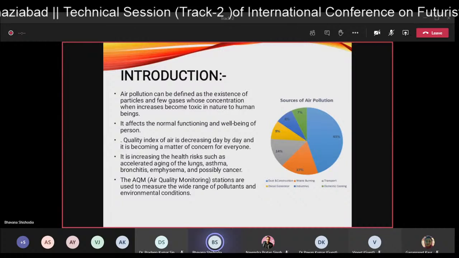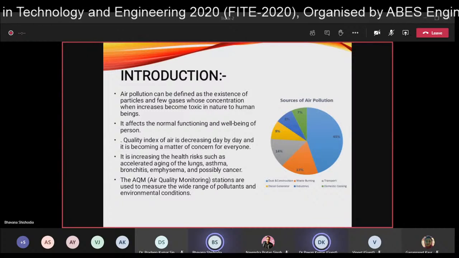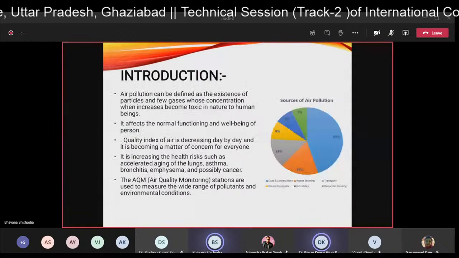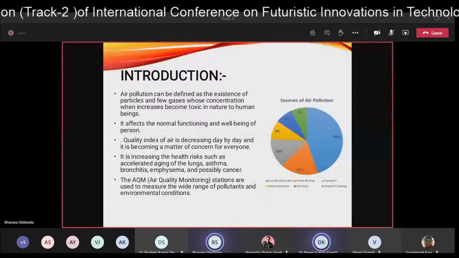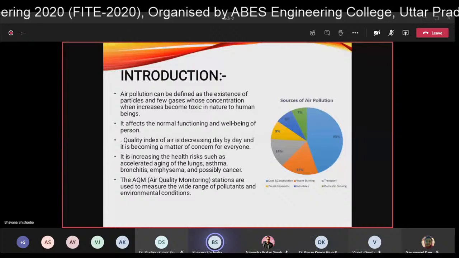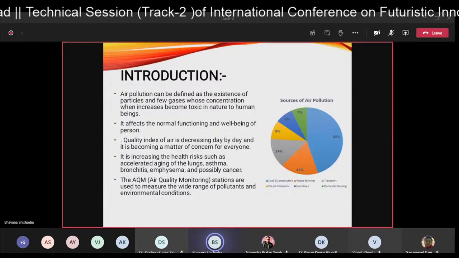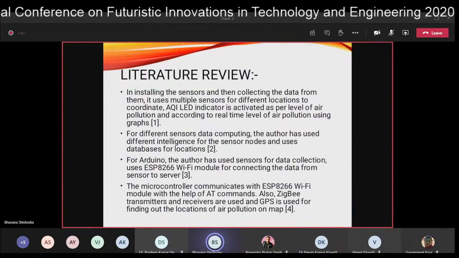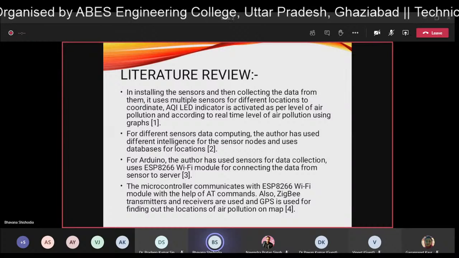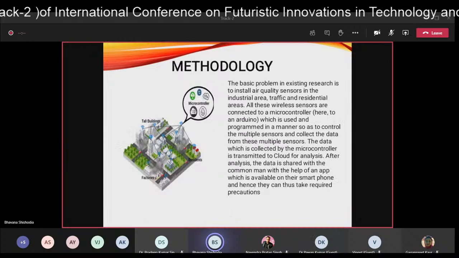So our idea is to deploy different sensors at different locations, and we can use that data for our cloud or for further investigation or further methodology to control that. These are the things that we learned from different papers. First of all, we have to install air quality sensors in traffic areas and industrial areas.